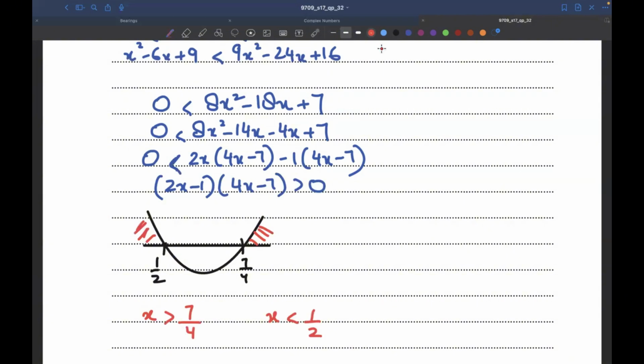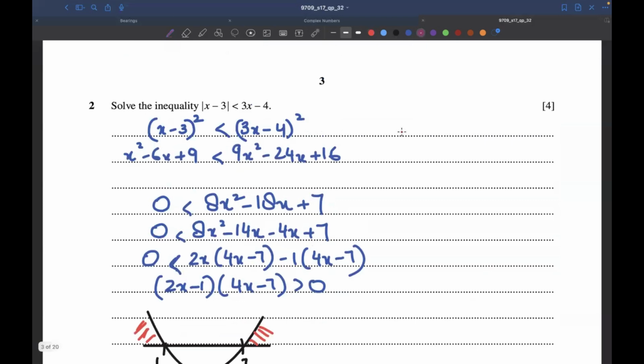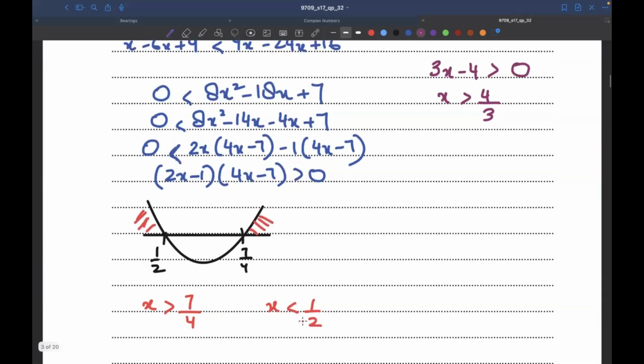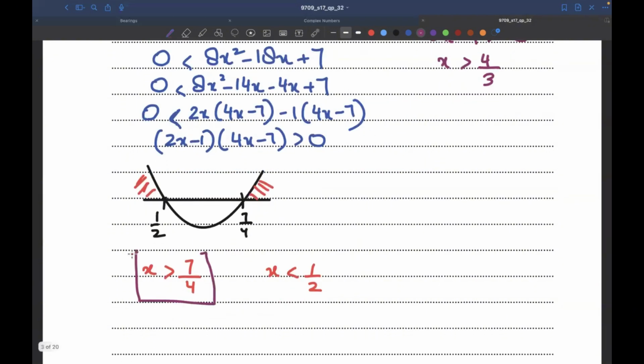However, there's one thing we'll have to be very careful about. From this equation, this modulus sign means that modulus of x minus 3 is always positive, which means that 3x minus 4 is always greater than 0. If it is greater than the modulus, it means that 3x minus 4 should also be greater than 0, which means that the value of x should at least be greater than 4 upon 3. Now, as x less than 1 upon 2 does not lie in this domain, our only answer in this case should be x is greater than 7 upon 4.